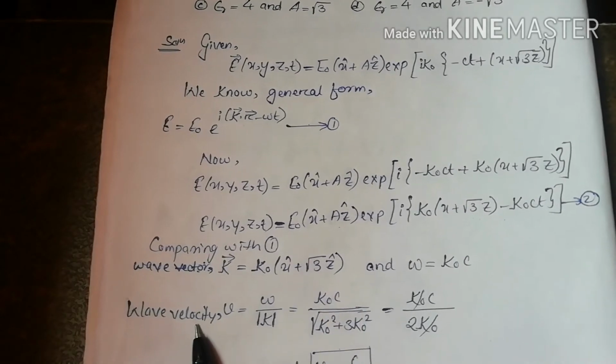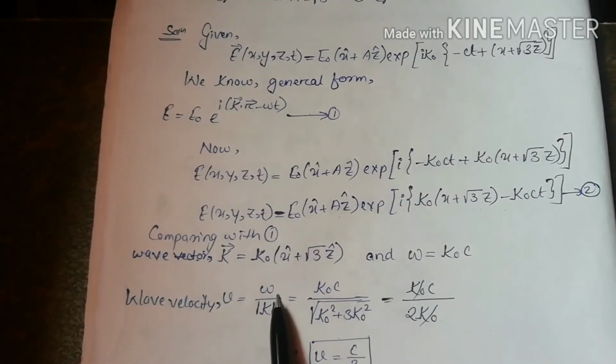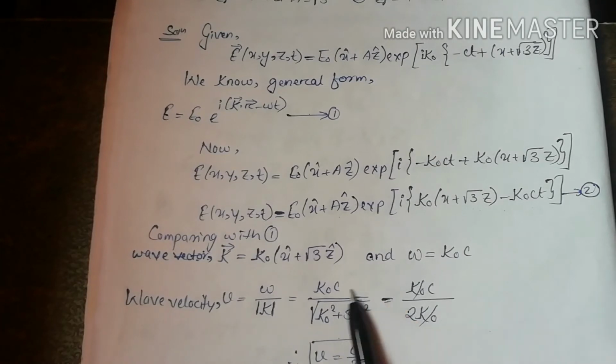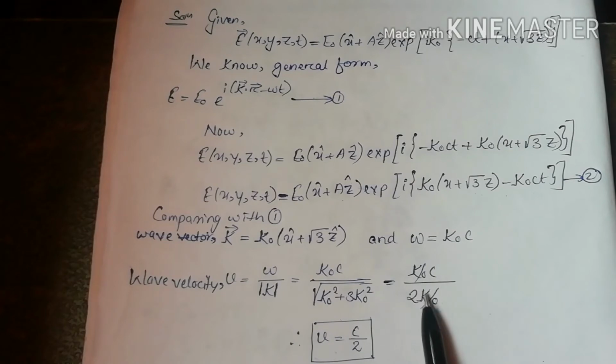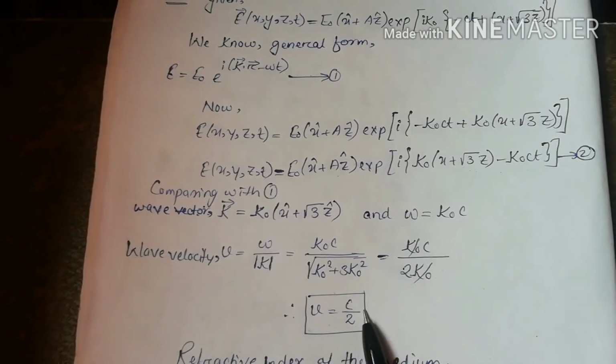Now we will find the wave velocity V. V is equal to omega divided by the magnitude of K. K naught C is the value of omega, and the magnitude of K will be root over K naught square plus 3 K naught square. This gives us K naught C divided by root of 4 K naught square, that means 2 K naught. The K naught cancels, and we have V equal to C by 2.